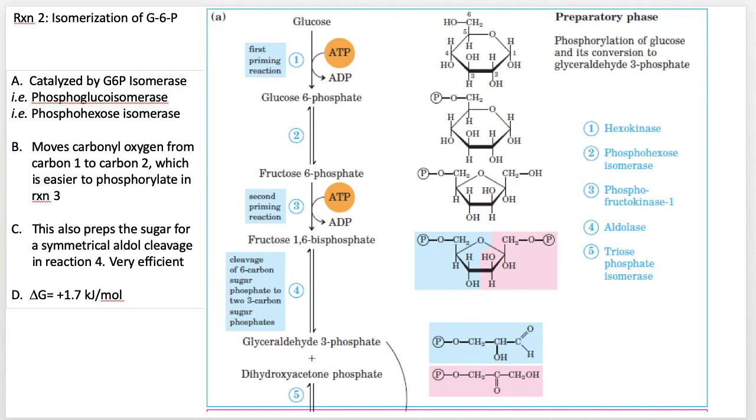It depends on the textbook that you're reading. So it's G6P, that's the shorthand version. So glucose 6-phosphate isomerase, otherwise known as phosphogluco isomerase, or phosphohexose isomerase, hexose being another term for glucose because it's hexagonal. There are all these different terms that get thrown around. Just pick one. I like G6P isomerase because it's a G6P and it's an isomer.